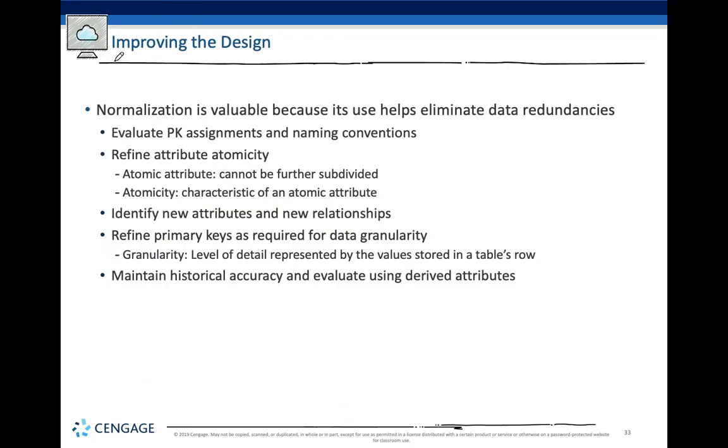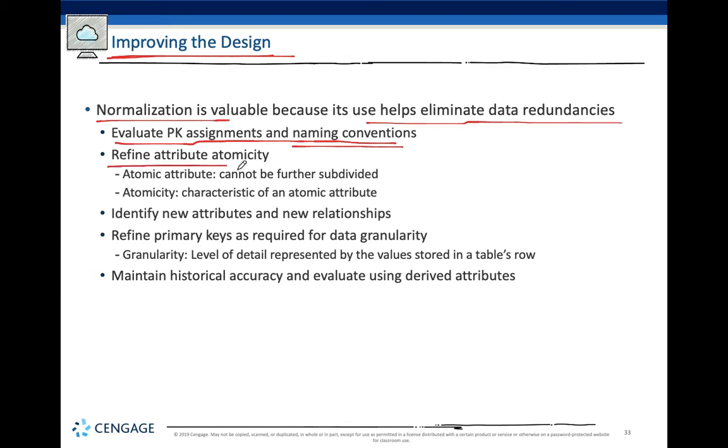So now, improving database design. Normalization is valuable because it helps eliminate data redundancies. And then we can also do a number of other things aside from normalization to improve the database design. Things like evaluate primary key assignments and naming conventions. We look at an example here shortly.